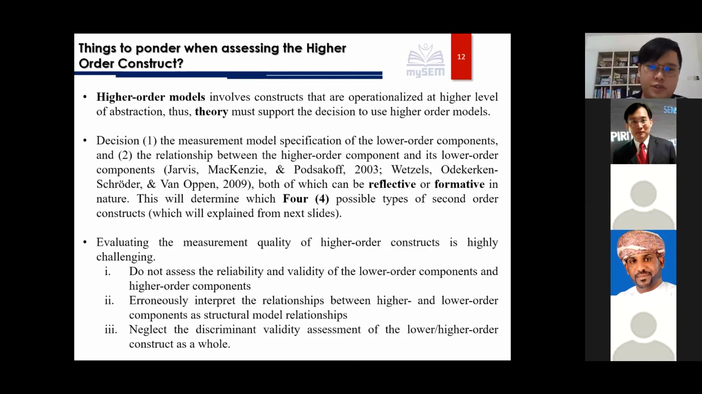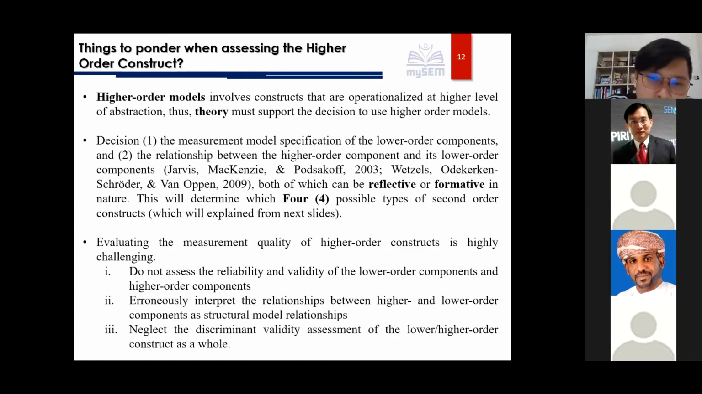Why is it a no-no situation? You must have a theory to perform higher order models. You can't simply do it yourself, okay? Unless you're talking about scale development or scale validation, then that will be a different scenario or different topic to discuss. But if you just simply do it, maybe because of a collinearity issue, just simply forming a second order construct, then it's a no-no situation, okay?